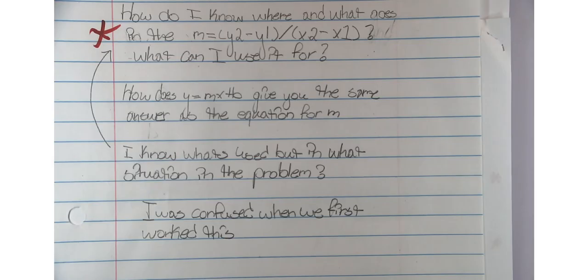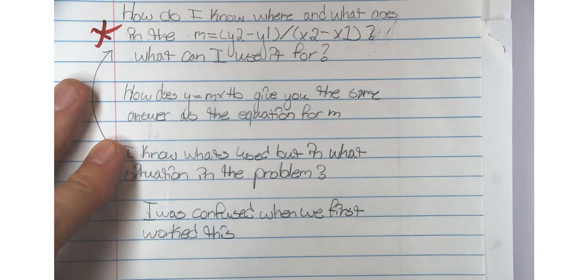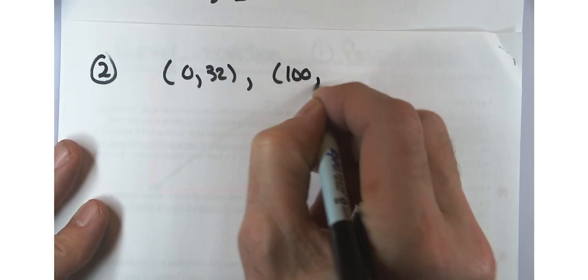How do I know what and where to put the values in y2 minus y1 over x2 minus x1? So let's do that. Let's figure that one out. And for this, let me choose a couple particular points. 0 and 32, and then 100 and 212.